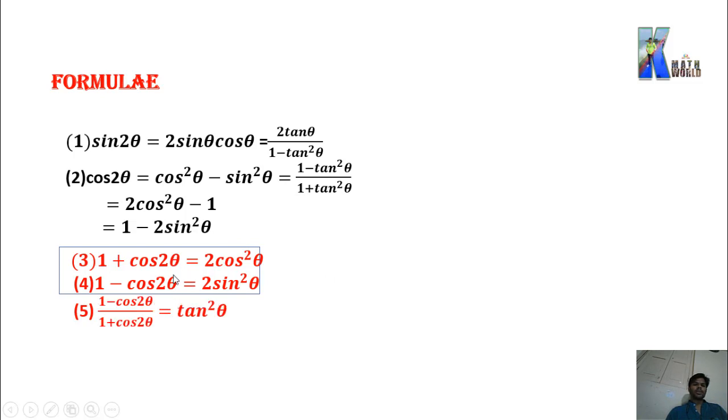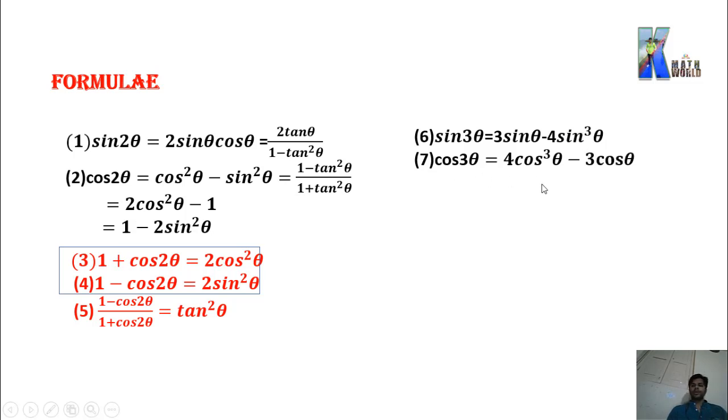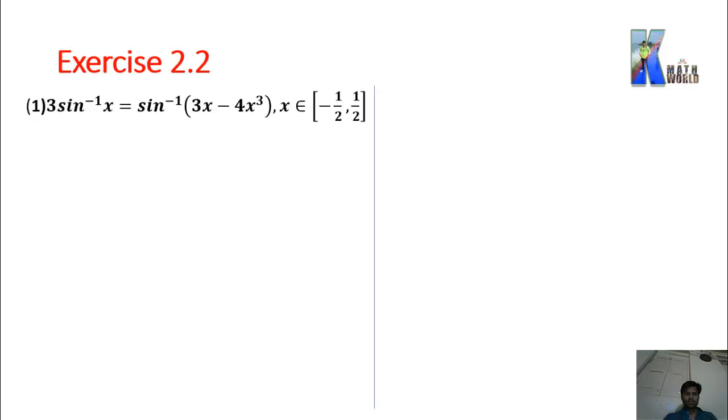Okay, when you consider the ratio of these two, fourth one upon third one, then 2 got cut out and you got sin square over cos square, so you got tan square. Sin theta and cos theta you have already seen. Okay, now using all this formula, we will start exercise step 2. You have to prove this result.